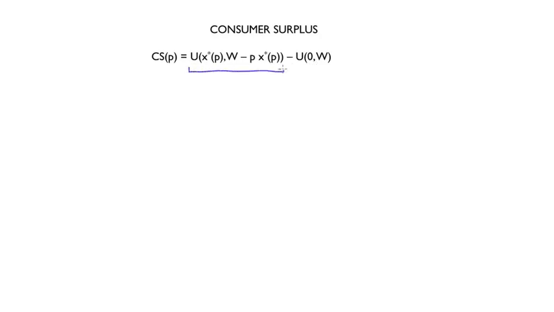This term is the experienced utility at the optimal choice. Let's see why that is the case. This is the utility of consuming the optimal level of X and the amount of M that remains after you have paid what it costs to buy the optimal amount of X.